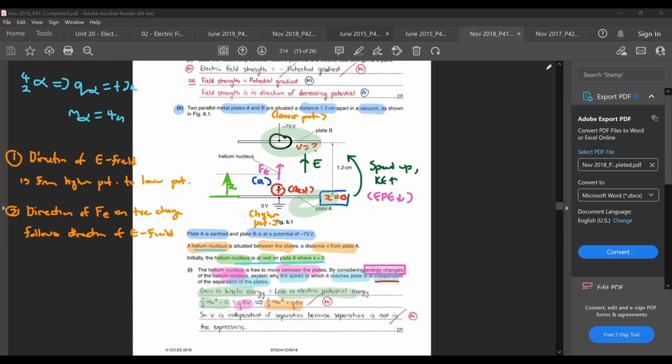Notice here now that your v will only depend on the mass, the charge, and the potential difference. It has nothing to do with your plate separation. It's not inside the equation at all. So you could just say that v is independent of separation because the separation is not inside the equation. Just like that. Okay. So that is for part 1.